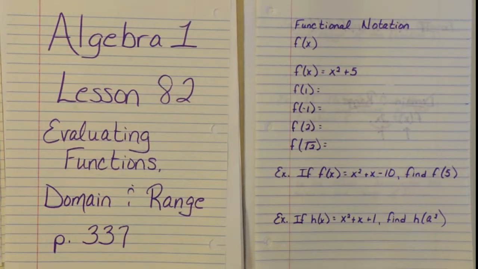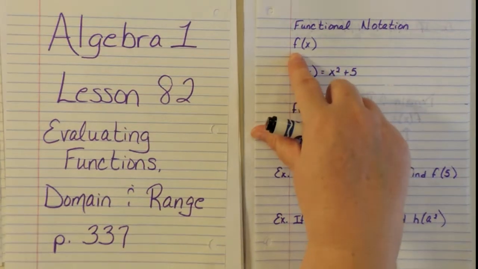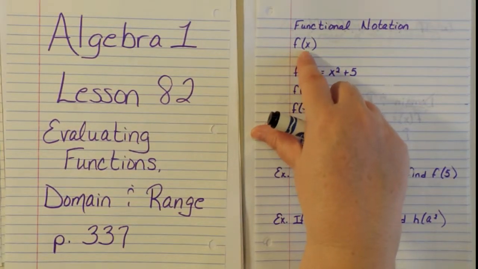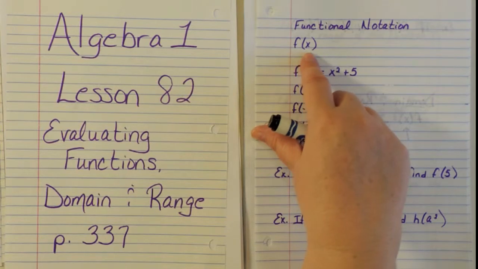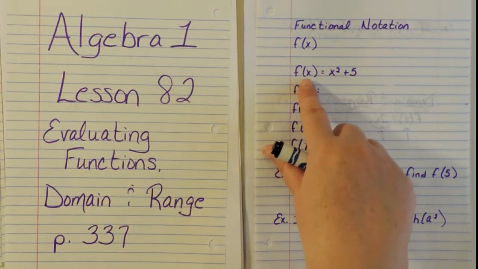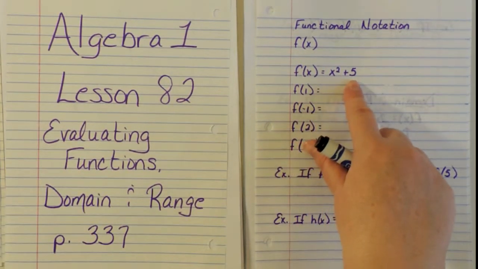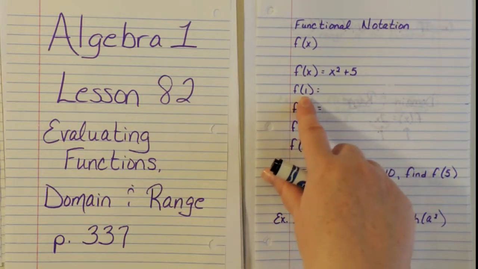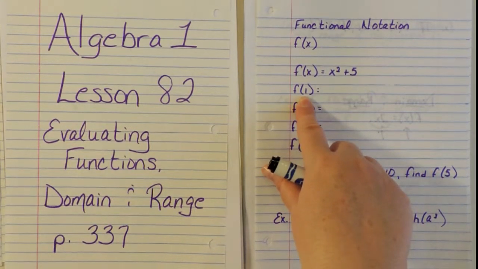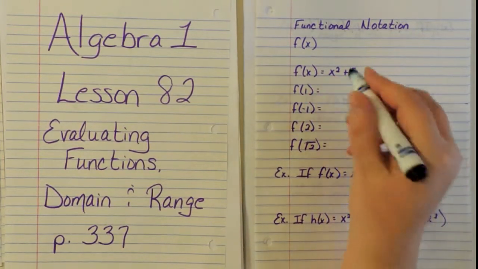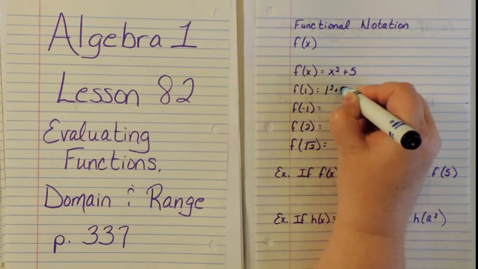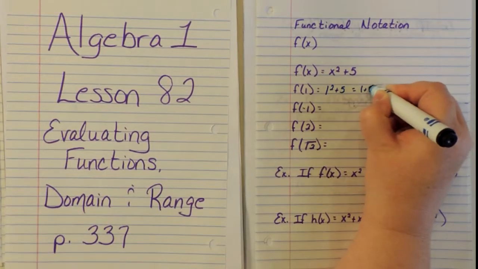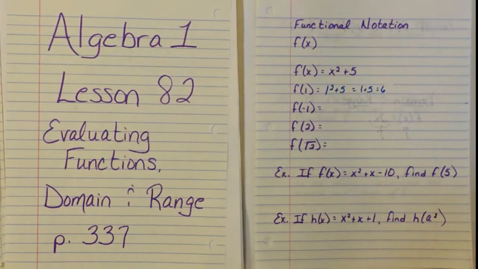We learned about functional notation in Lesson 28. Remember, we read this as f of x, the function of x. The expression has one solution for every value of x. So if f of x equals x squared plus 5, and we have f of 1, that means we substitute 1 into every x. So this would be 1 squared plus 5, which equals 1 plus 5, which equals 6.